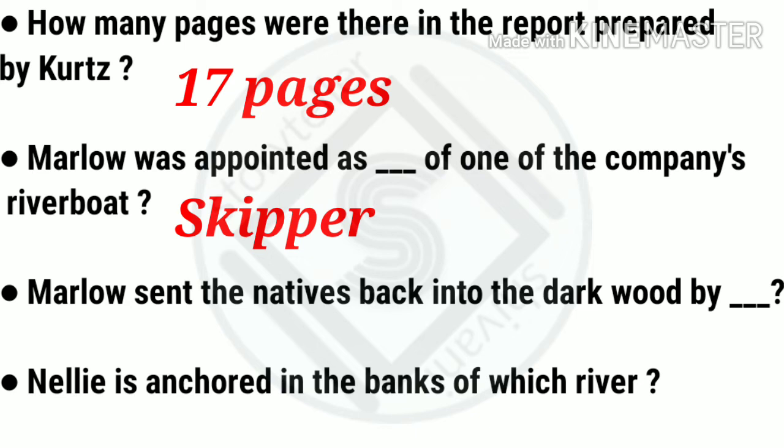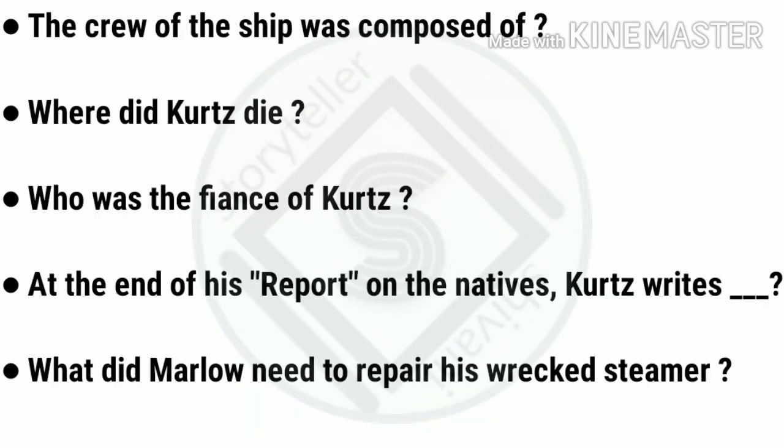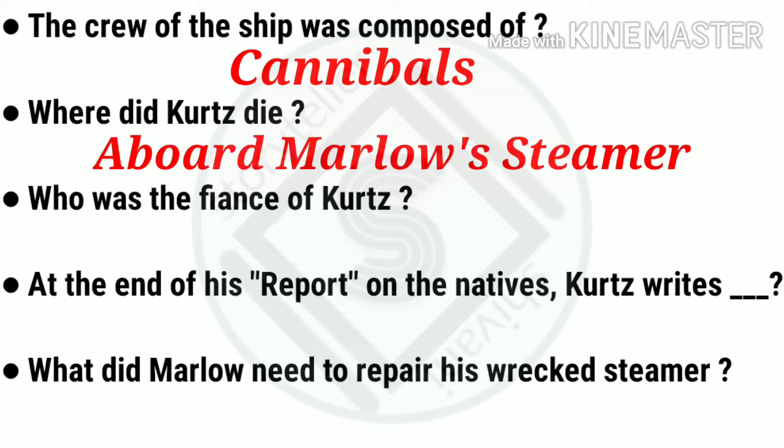Next, Marlow sent the natives back into the dark wood by dash. So the answer is by whistling. Next question, Nellie is anchored on the banks of which river? So the answer is River Thames. Next, the crew of the ship was composed of. So the answer is cannibals. Next, where did Kurtz die? So he died aboard Marlow's steamer.